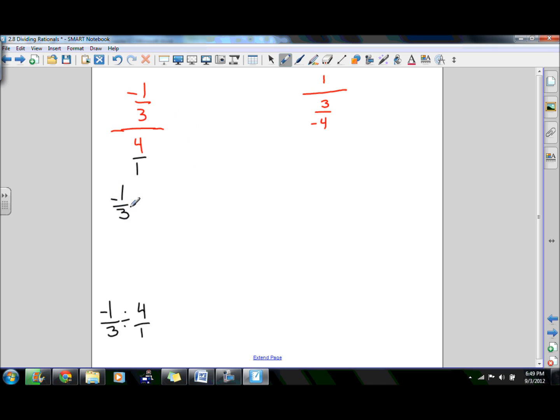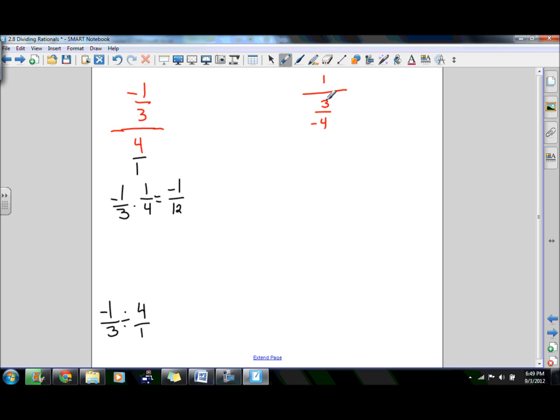Negative 1/3 times 1 over 4. We take this fraction, we move it up there, and then we flip it. Then we multiply. Negative 1 over 12. If you do it down here and flip it, that's also fine.